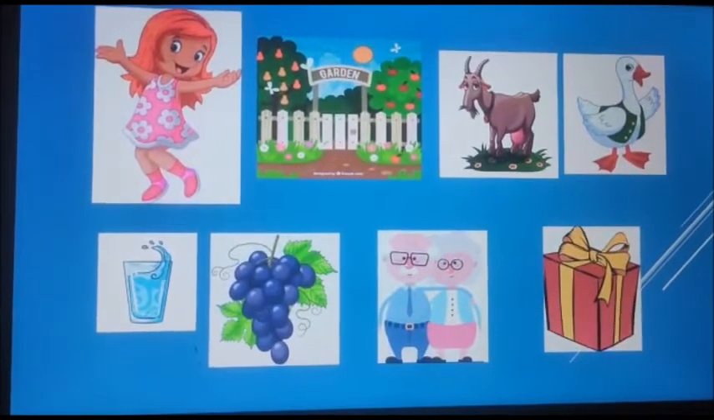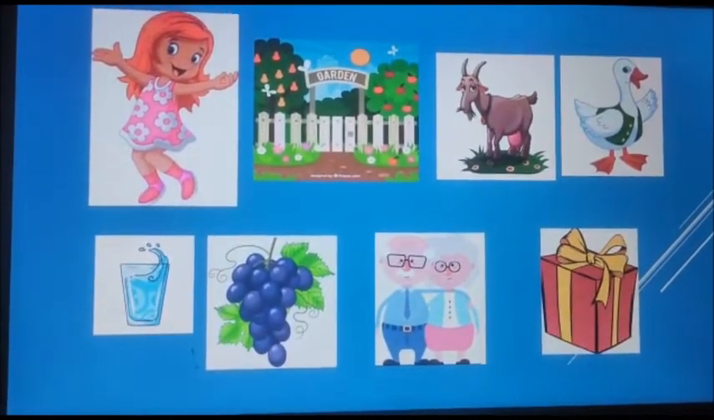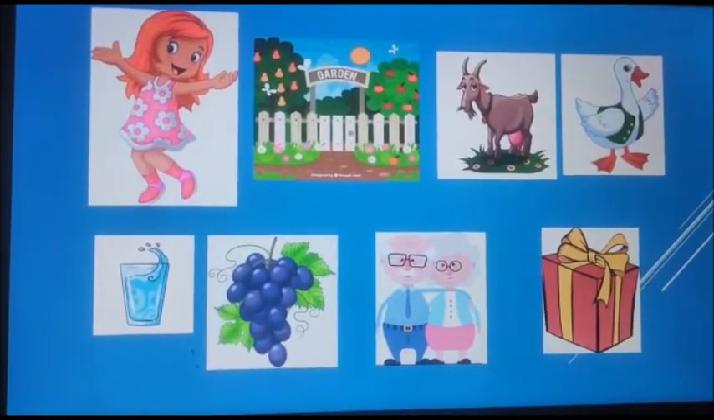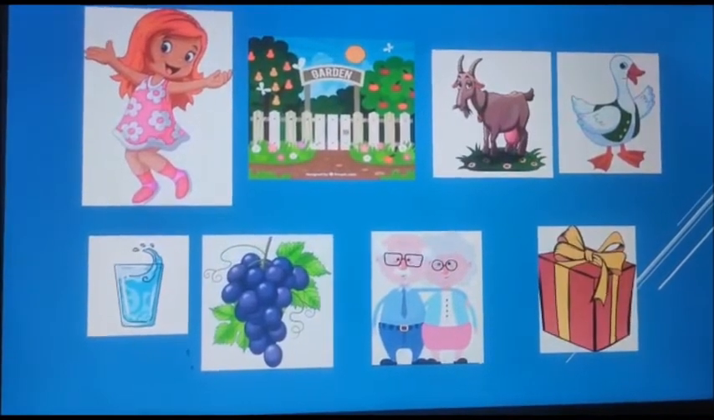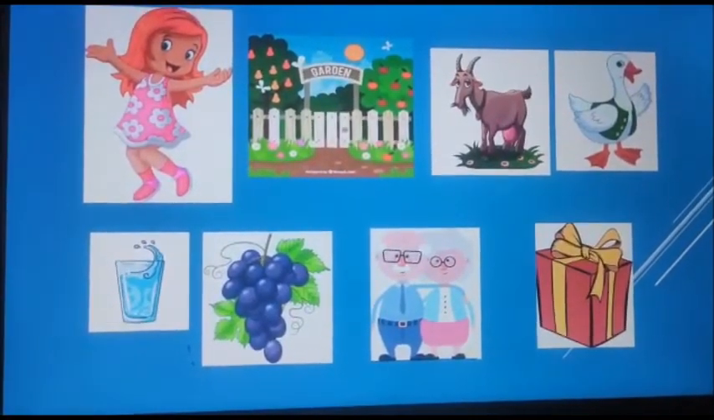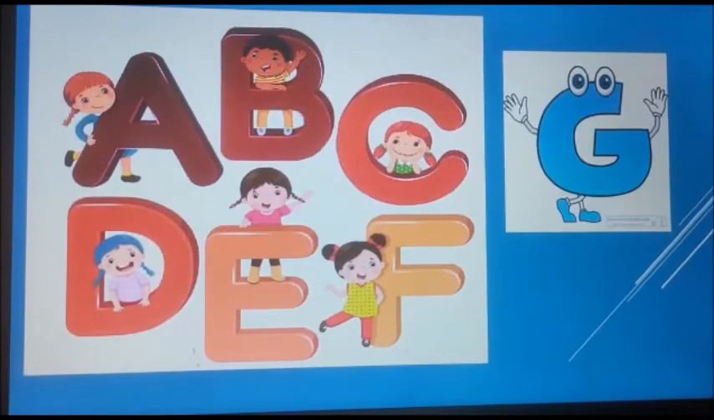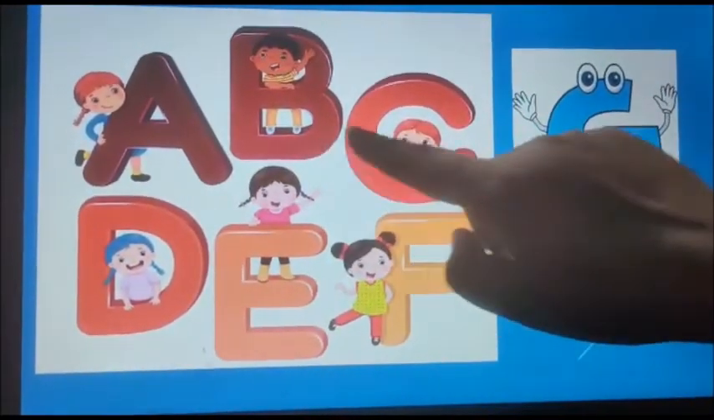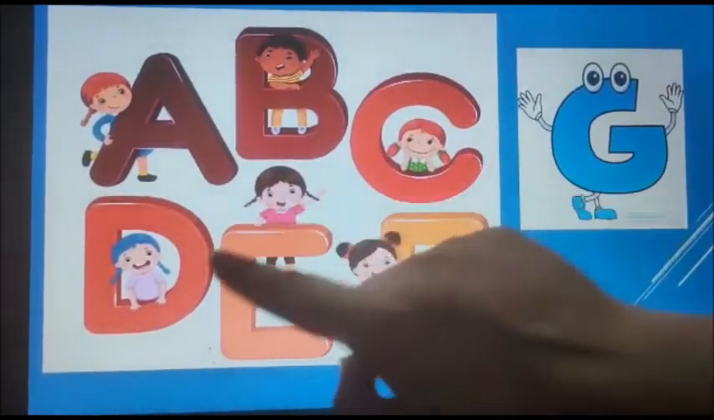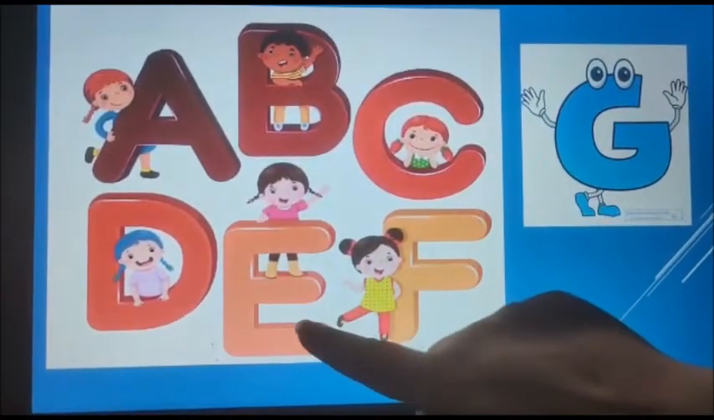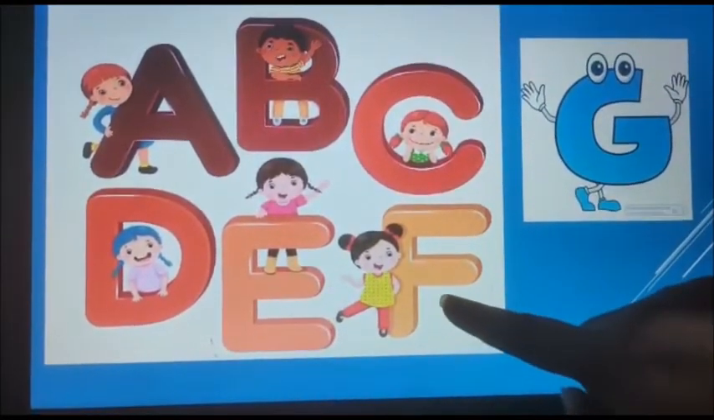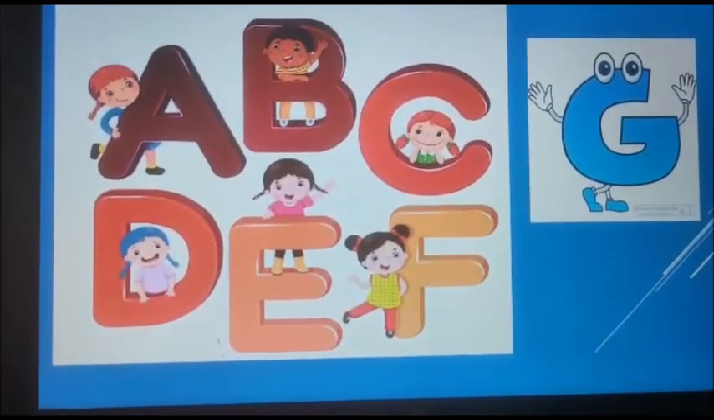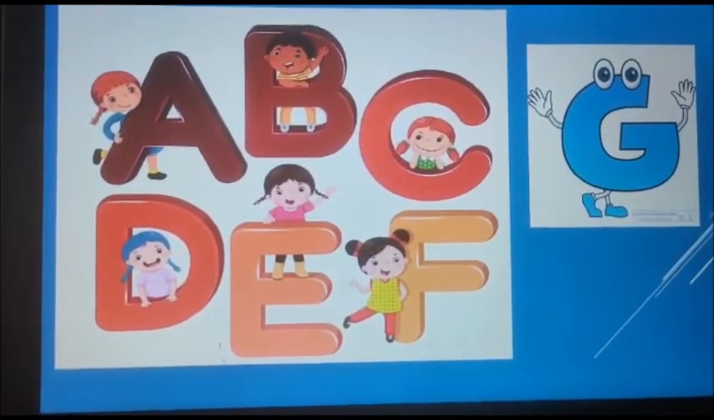Now, you all have to practice more words starting with letter G. And don't forget, letter G is the friend of letter A, letter B, letter C, letter D, letter E, and letter F.